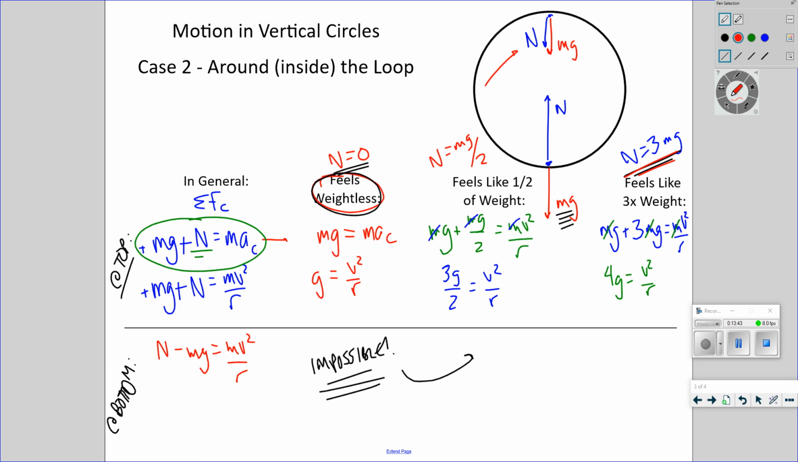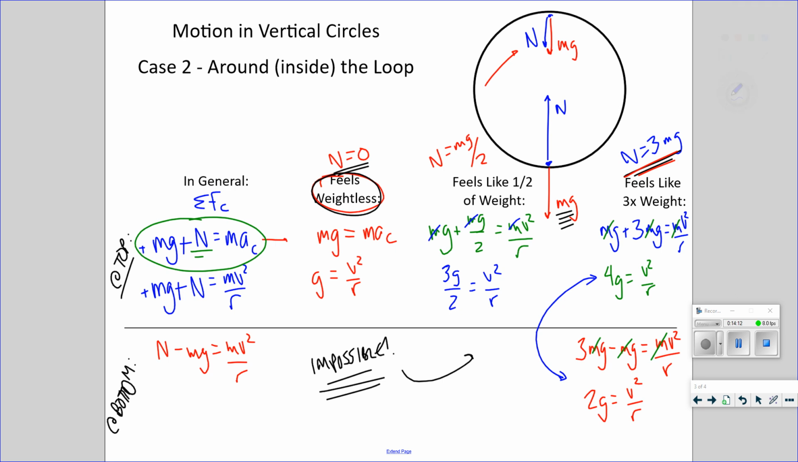All right, so n minus mg, we're saying 3mg minus mg is mv squared over r. We have our common factor of m in every term. Now we get 2g is v squared over r. So notice it's pretty neat. It's possible to feel like you weigh 3 times what you do in 2 different places on this track, but the speed would be quite different.